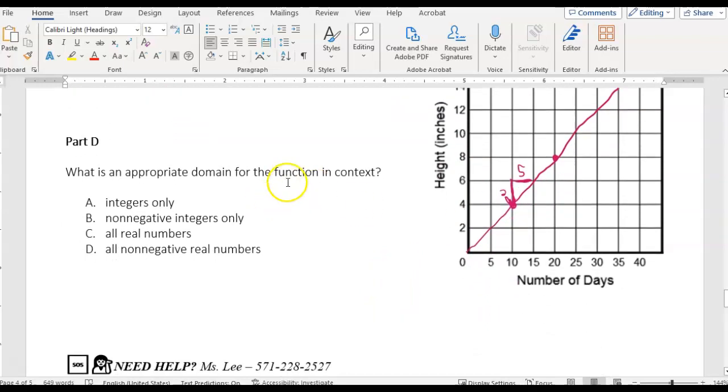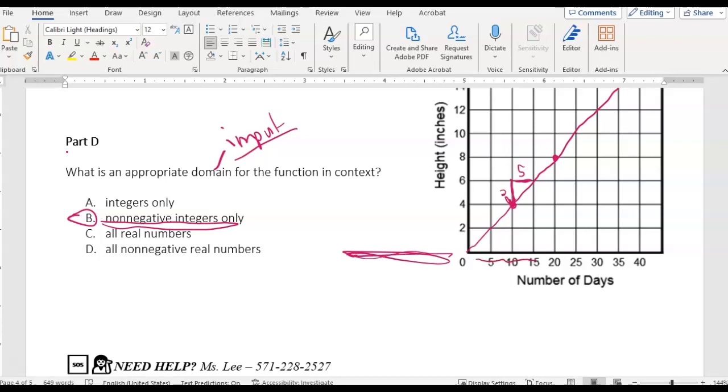What is an appropriate domain for the function in context? So remember, domain is input. So what are the possible inputs? Well, we know it can't be negative, right? It seems like it could be non-negative integers only.